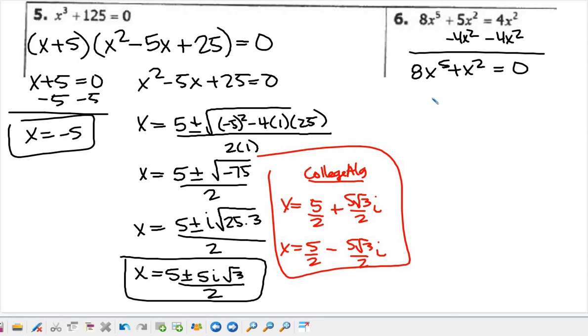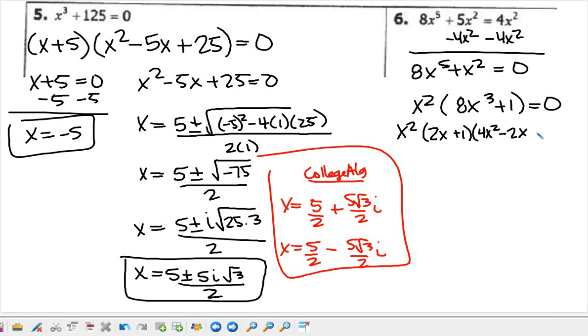So I don't have any of my special stuff, so it has to be GCF. So I have x squared times 8x to the 3rd plus 1 is equal to 0, which now is one of my special things because this is a sum of cubes. So I have x squared, cube root it, so 2x plus 1, and then SOPs it. So square the first term, 4x squared, opposite sign, product, plus the square of the last term.